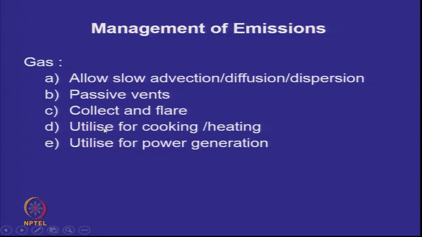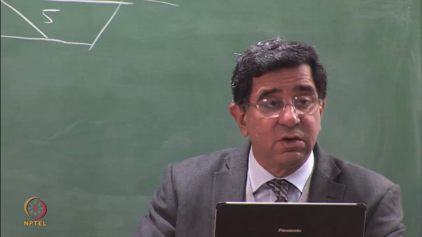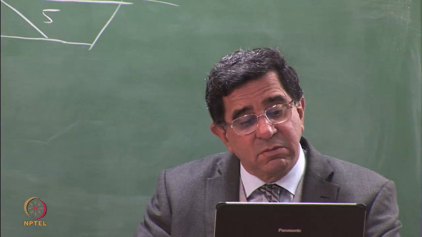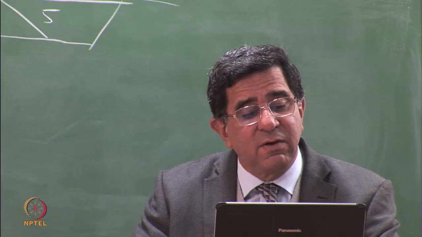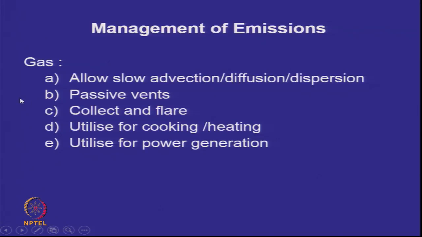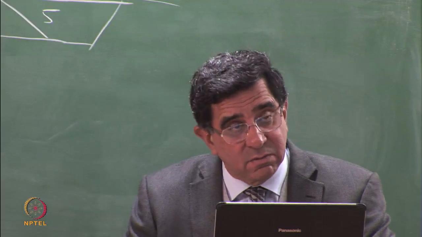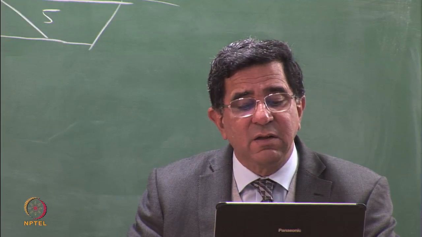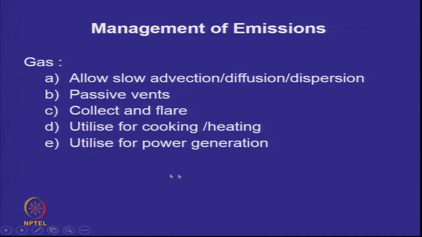It requires deodorization, and this is an intermediate step. You can collect and flare it. When you flare it, methane turns to carbon dioxide, and that has about 1/20th the greenhouse gas effect in comparison to methane. So these are the ways in which we can manage the emissions.